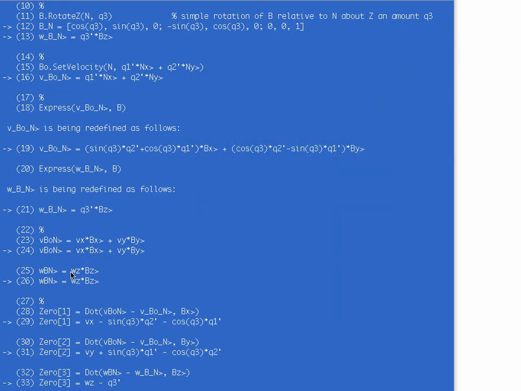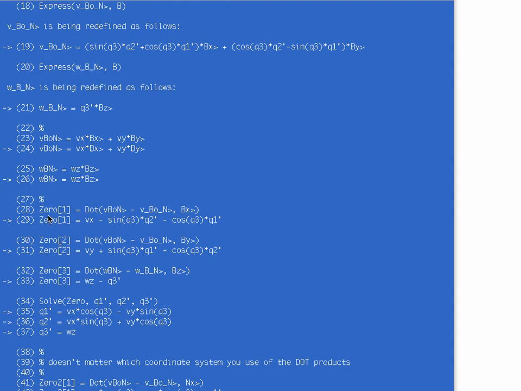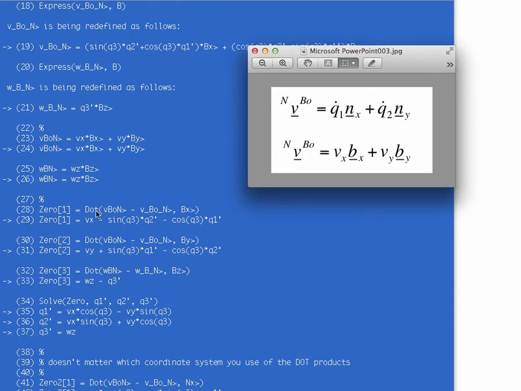All right, so I do the same thing with omega B and N. I set it equal to omega Z BZ. And then I set up a system of linear equations. All I'm doing is taking these things and subtracting the two, so the difference is zero. That's why I call the equation zero. You can name it anything I want, but I call it zero because it's supposed to be zero. And I dot it with BX. So I take the BX component, it gives me an answer here. Take the BY component, and I do the same thing for BZ. And now I have a system of three equations, which are supposed to equal zero. So I solve the system of equations and tell it to solve for Q1 dot, Q2 dot, and Q3 dot. And guess what? It spits out the expression for Q1 dot in terms of VX and VY, Q2 dot in terms of VX and VY, and Q3 dot in terms of omega Z. So it solved a system of linear equations for me for these unknowns.